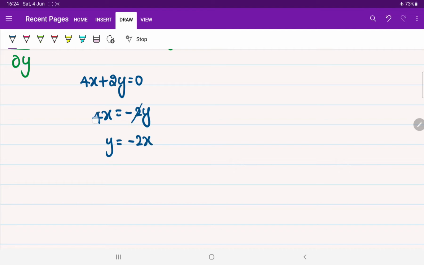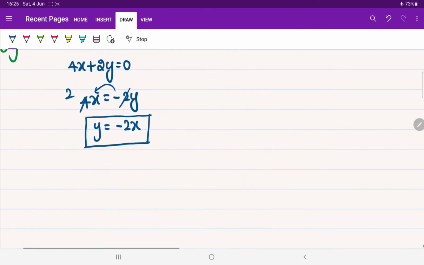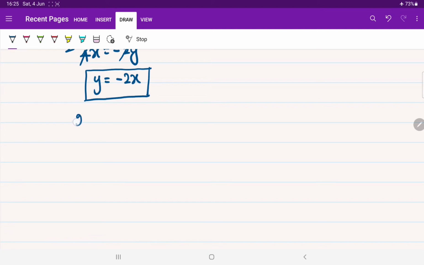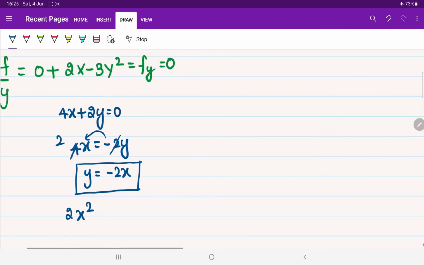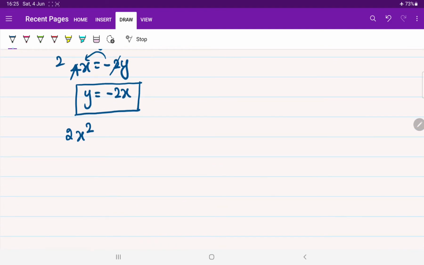See, 2 times 2 will be 4. And if I pass this minus to the left hand side, it becomes y equal to minus 2x. Yes, we got one relation between x and y. Let us take the second equation. From the second equation, what we observed is 2x minus 3y power 2 equal to 0.